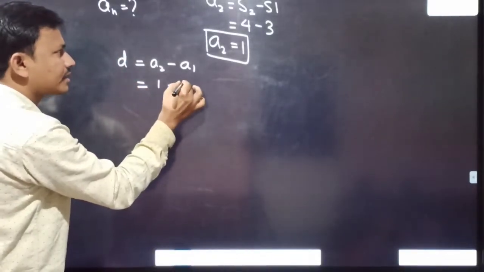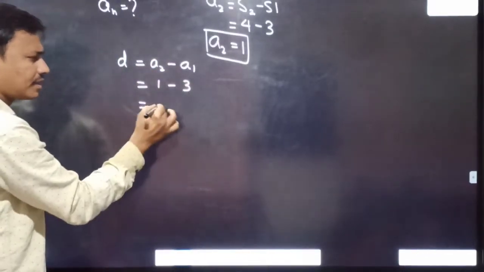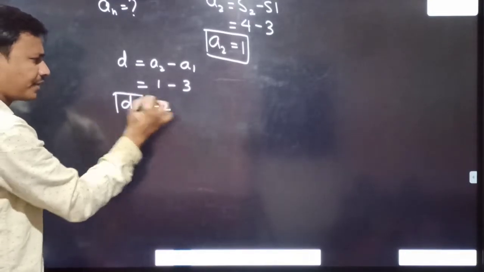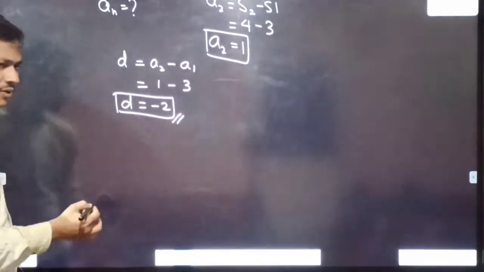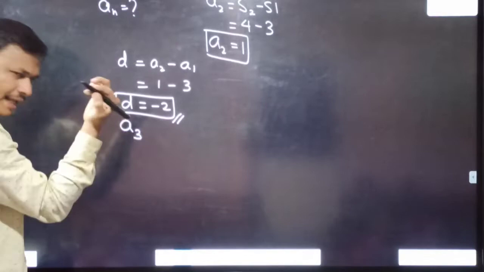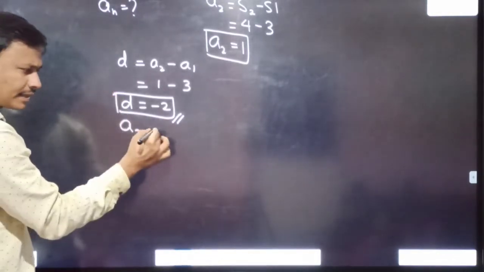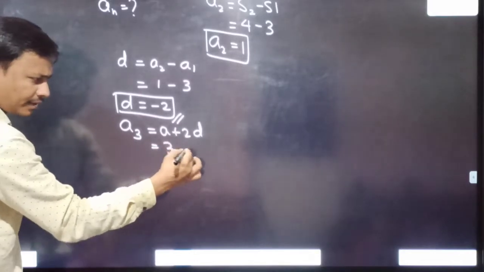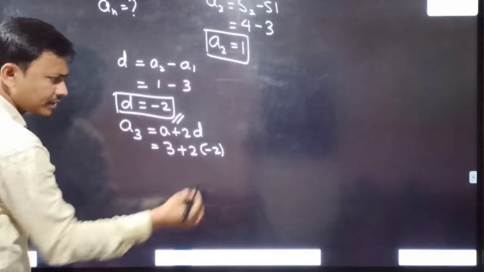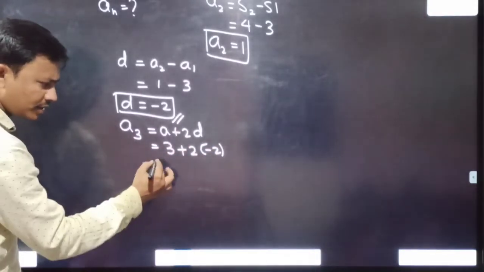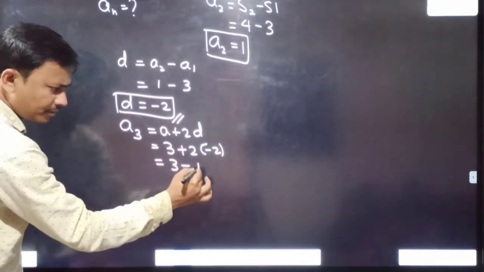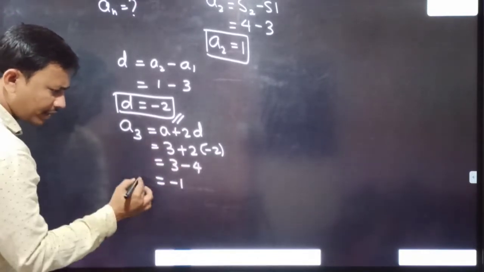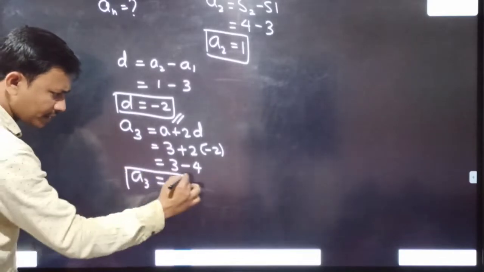1 minus 3. What is the answer? Minus 2. Common difference is minus 2. What we need to find out? A3. A3 is a plus 2d. a is 3, d is minus 2. This is equal to 3 plus 2 into minus 2, which is minus 4. What is A3? Minus 1.